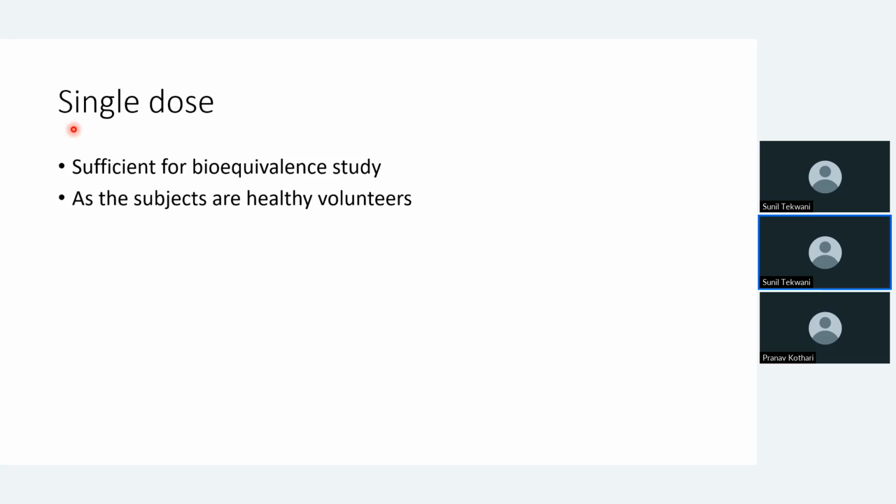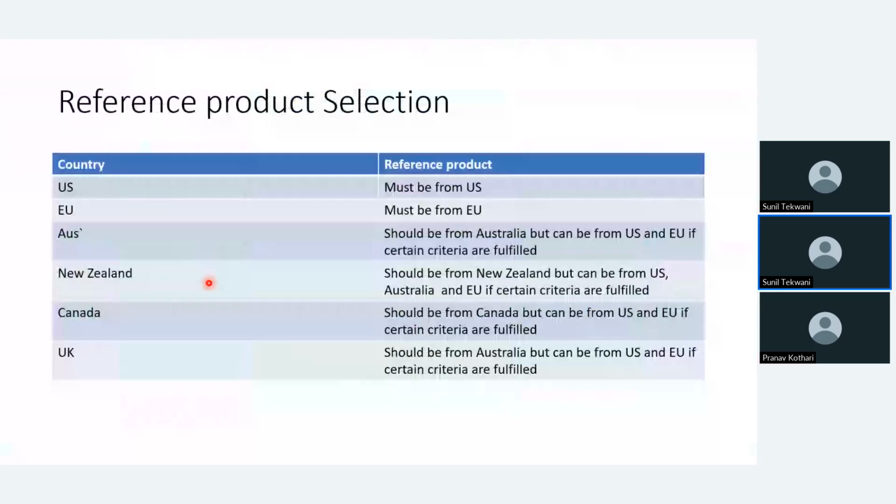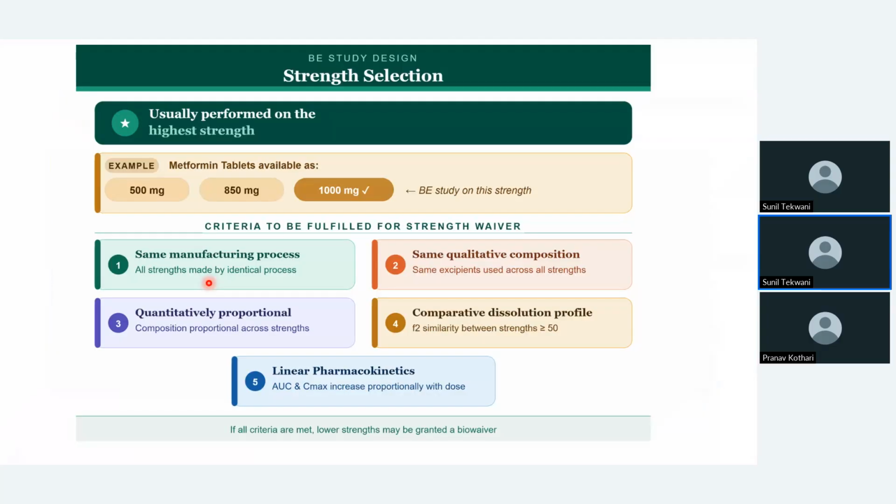There are single dose studies. We cannot administer multiple doses to healthy human subjects. Then we saw how a BE study is designed, how to choose the reference product. US and EU compulsorily require their own reference product. Strength selection, usually it is the highest strength where we do the BE study.